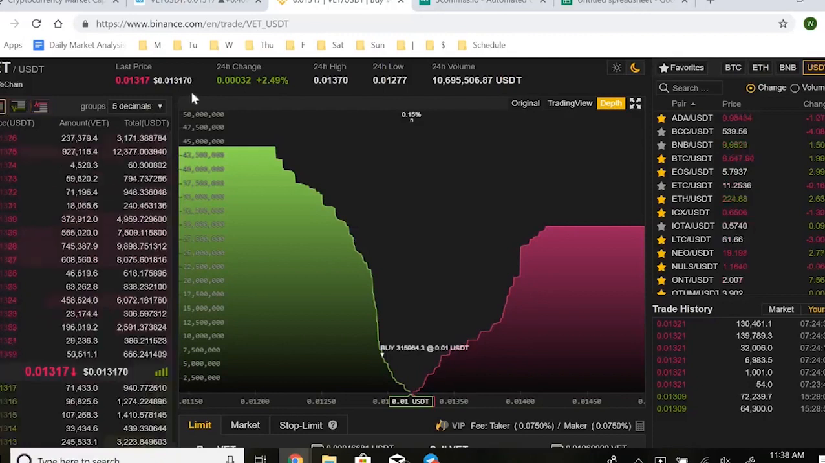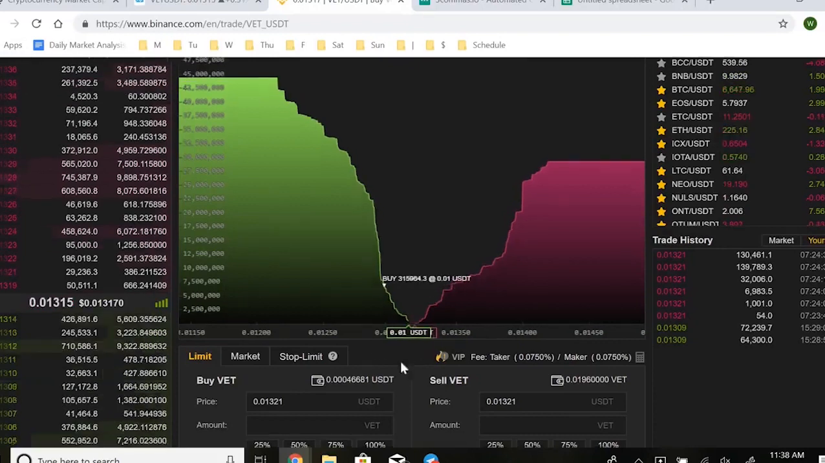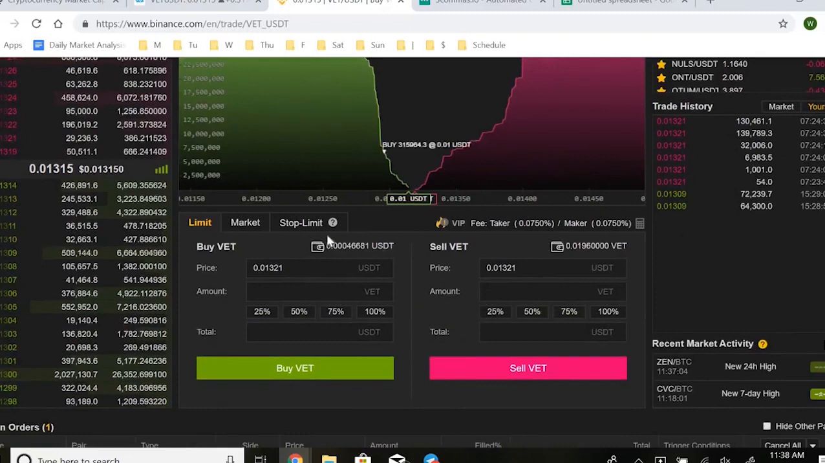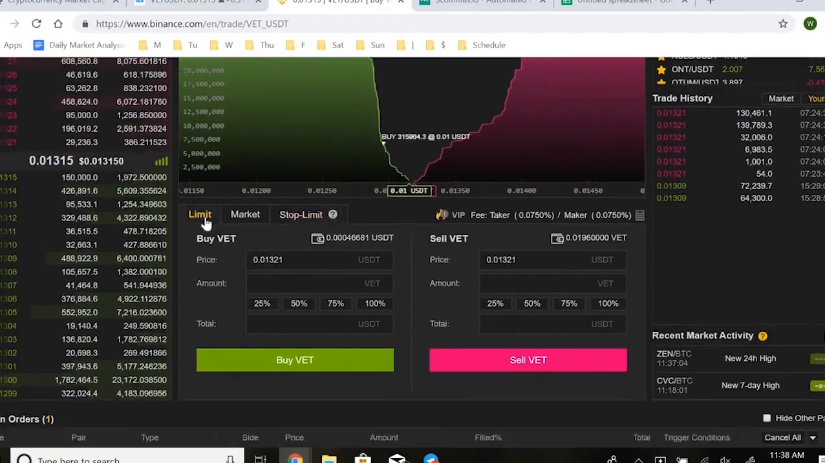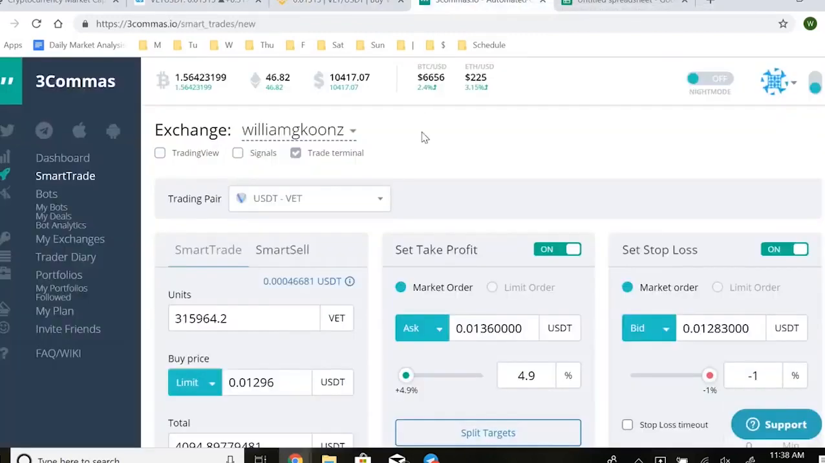So a big question that I always get is, well, what about a stop loss? How do I set my sell order? What about all these things? How do I set the orders? And the biggest question that I get is, can I set a stop loss and also set my sell limit? And yes, you guys can do that now with a third party called 3 Commas.